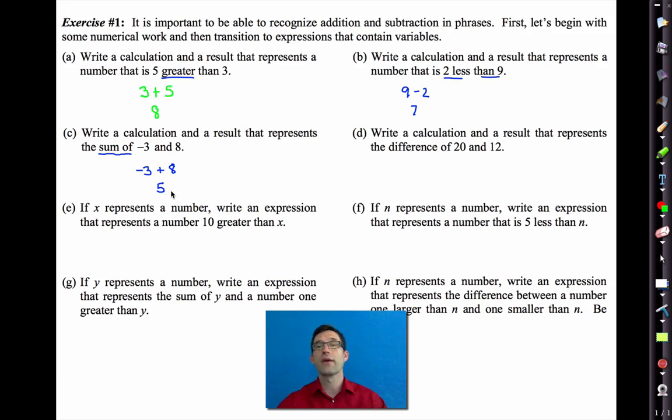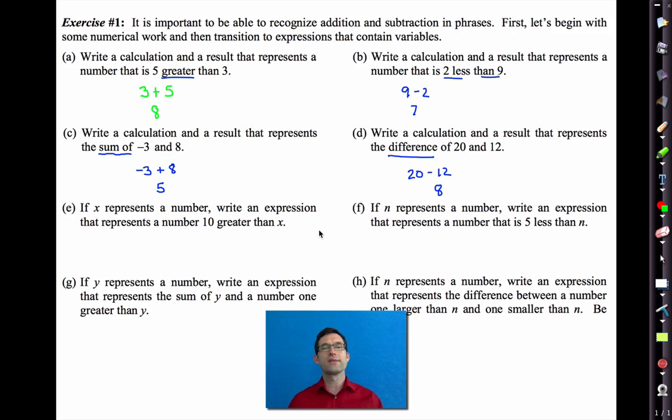Letter D, write a calculation and a result that represents the difference of 20 and 12. Now again, when we're talking about a difference, that's subtraction. And we have to go in the order that the numbers were given. 20 minus 12. The difference of 20 and 12 will be 20 minus 12. Again, the result is 8.